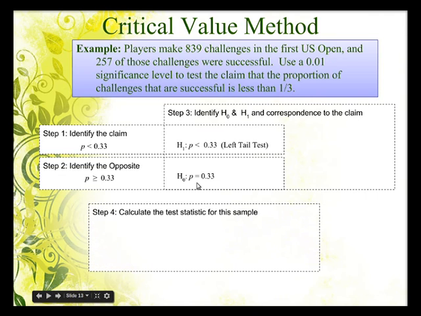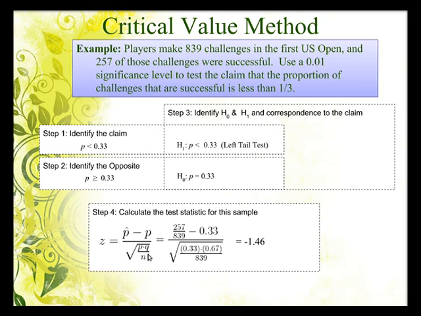So now let's calculate the test statistic. Plugging all this into our formula, P hat will come from the 257 divided by 839 challenges. P will be the 0.33 from the null hypothesis, which makes Q 0.67, and N in this case is 839. So plugging all this in, we get a test statistic of negative 1.46.